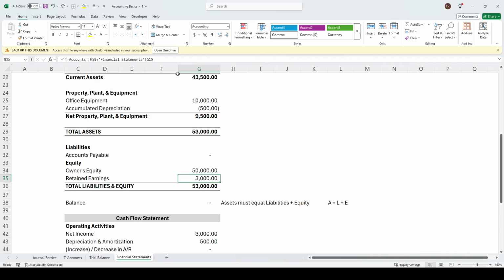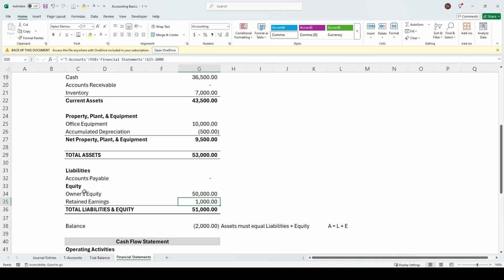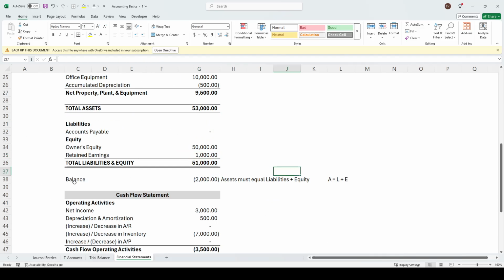Let's say there was a distribution of $2,000, because I don't have a journal entry that records the distribution, the journal entry did not get factored into this balance sheet, and so the balance sheet is not going to balance.